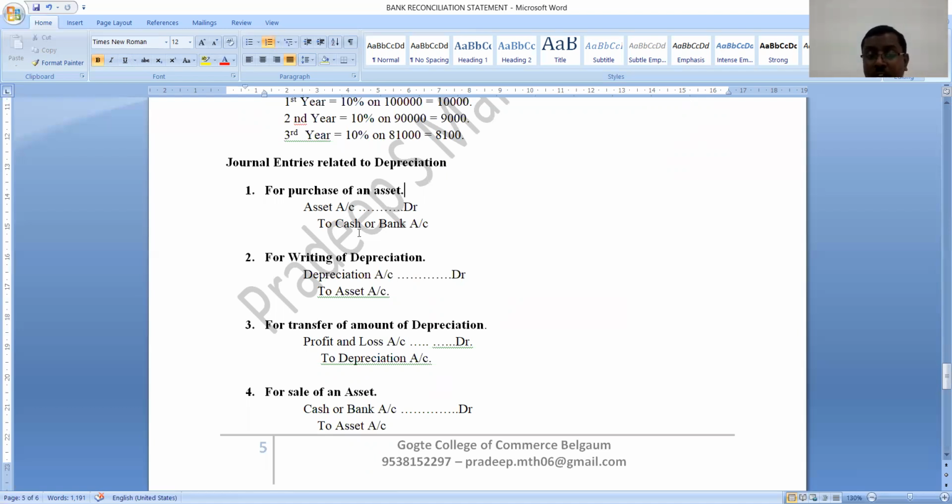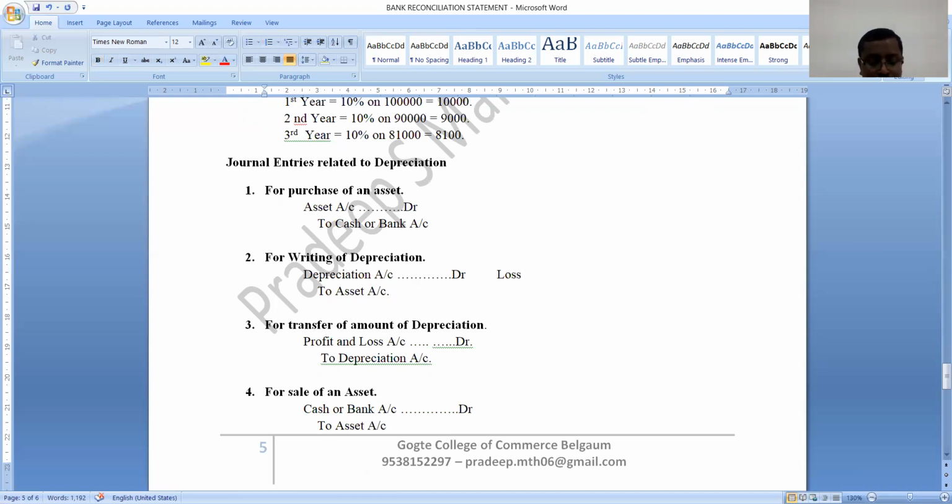Then what would be the journal entry for writing off depreciation? You purchased an asset, and at the end of every year you should charge depreciation on that particular asset. So what would be the journal entry for charging depreciation? Depreciation account debited to asset account. Why should the depreciation account be debited? Because depreciation is a loss. That is the reason the depreciation account should be debited.